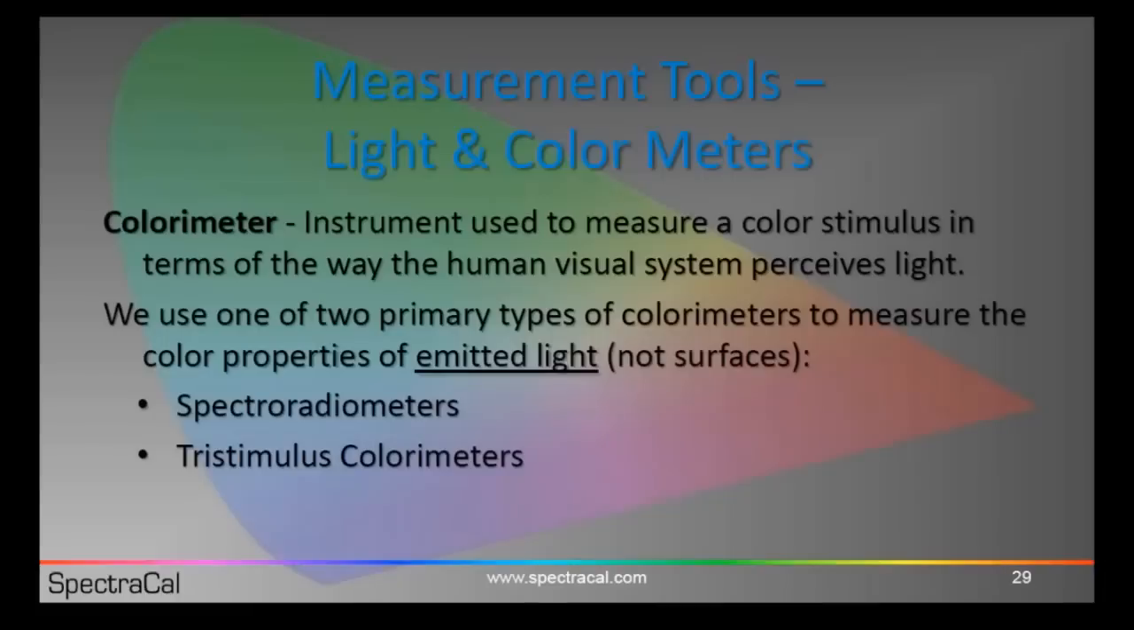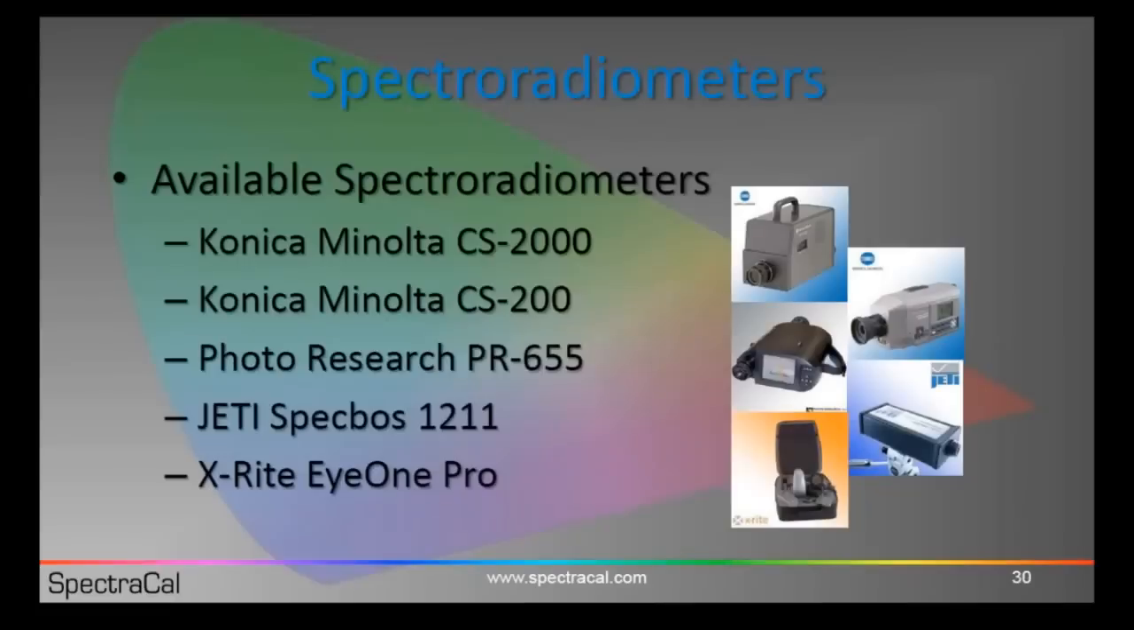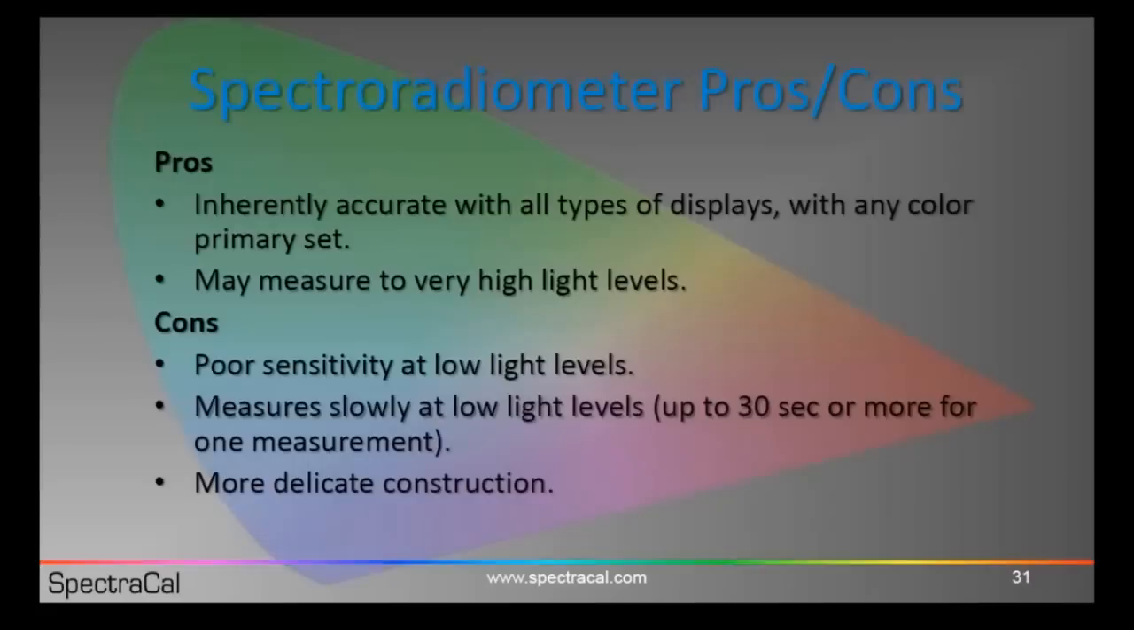The spectroradiometer is a more expensive type of device that is slower for measurement, but it is more accurate. It has poor sensitivity at low light levels, measures slowly at those low light levels, and may take a long time to produce just a single measurement, but yet spectroradiometers are inherently very accurate with all types of displays, and they may measure to high light levels.